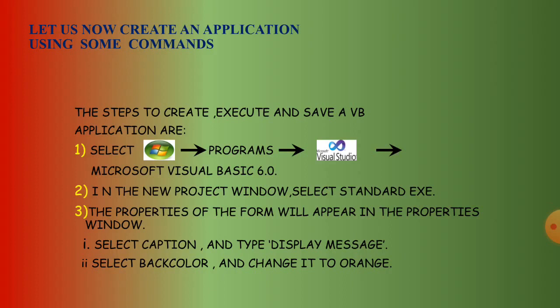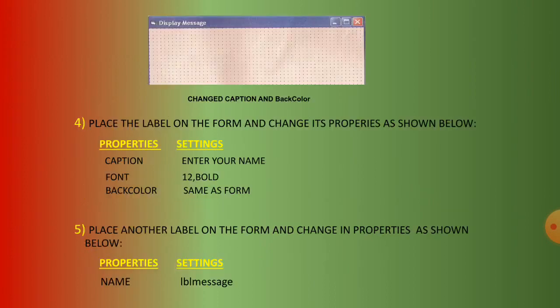After selecting standard exe, we can directly see the form on the screen. On the form, we can automatically see the property window just on the right side. So select caption and type the display message. That is the caption that I want to display on the screen. That is display message. And select background color and change it to orange.